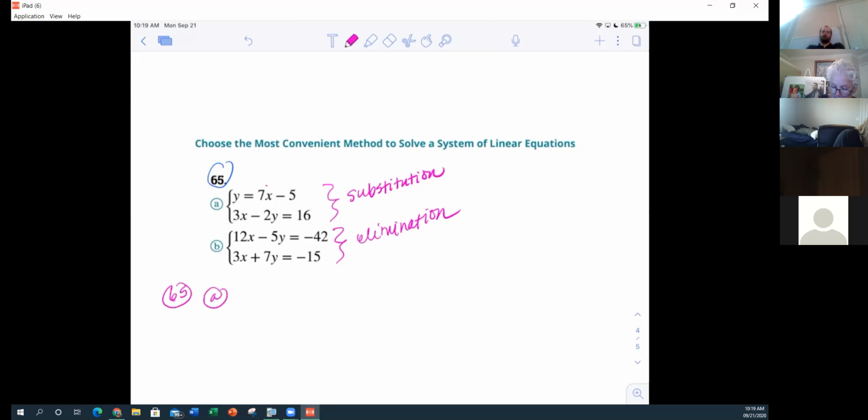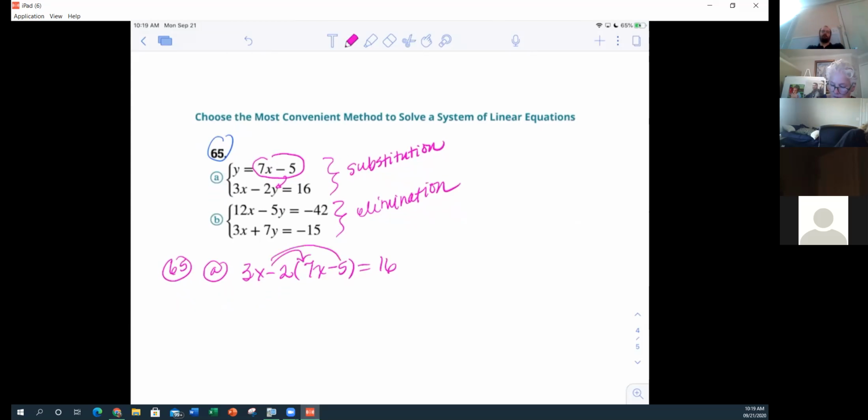65a. So we're going to take this 7x minus 5 and plug it in for y. So I'm going to get 3x minus 2 times 7x minus 5 equals 16. Distribute the negative 2. That would give me 3x minus 14x plus 10 equals 16. 3x minus 14x is negative 11x. Well, this is yuck. Maybe they didn't intend for you to. So negative 11x equals 6, so x would equal 6 divided by negative 11, or negative 6 over 11.